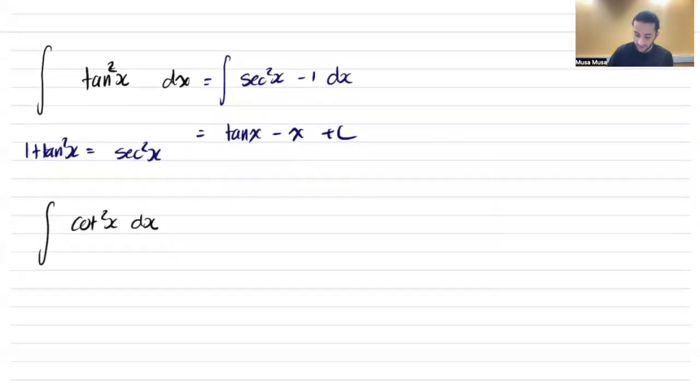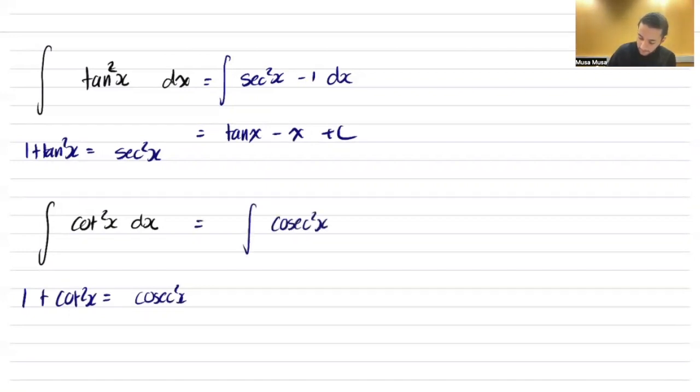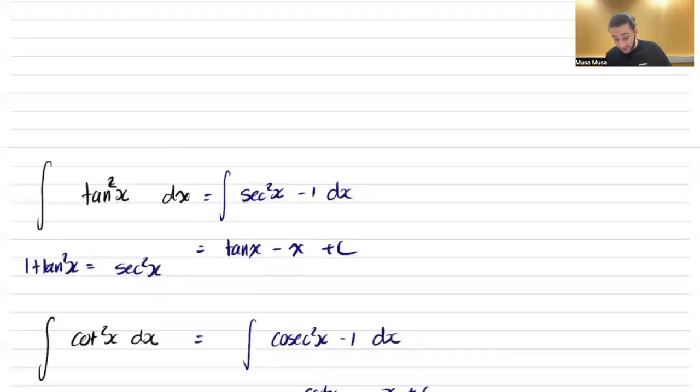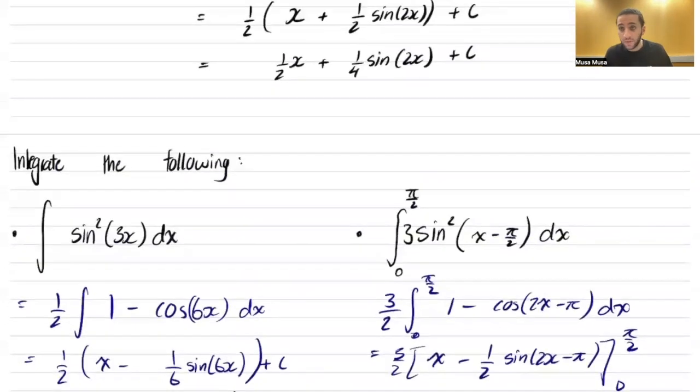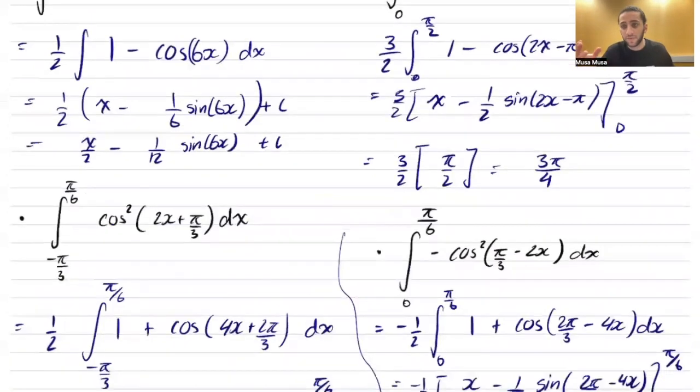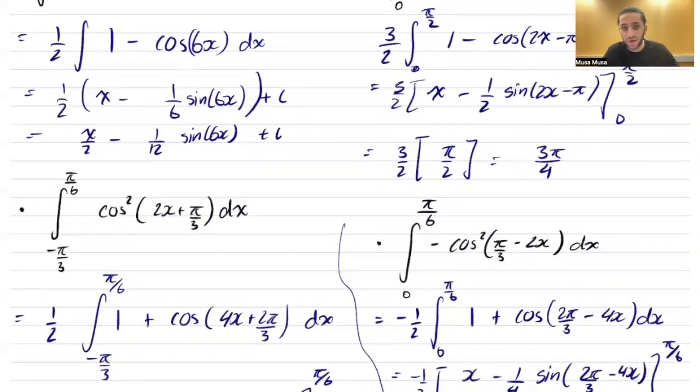And then if we go to do this next one, we know that 1 plus cot squared equals cosec squared. So this can be replaced by the integral of cosec squared minus 1 dx, which is going to give you negative cot x minus x plus c. Very nice. That really is the extent of it. As long as you can recall what to do for these, there's not much else to do, except for that reverse chain rule with trig.